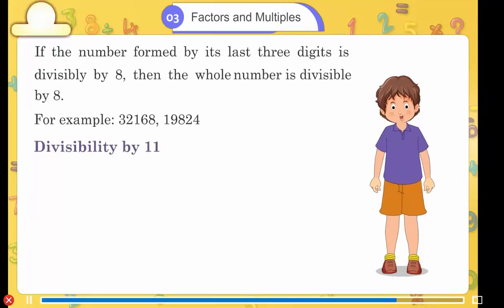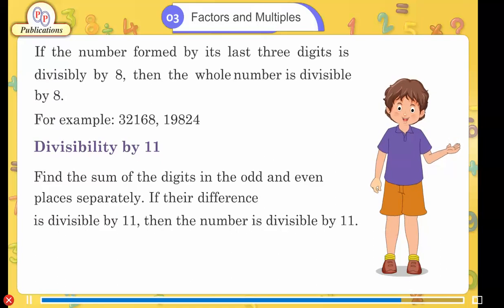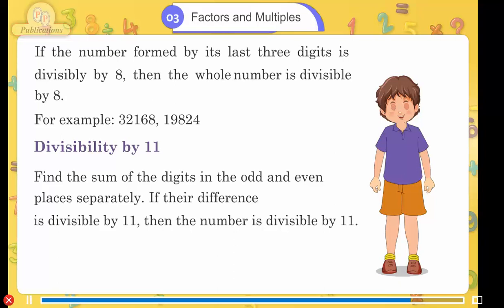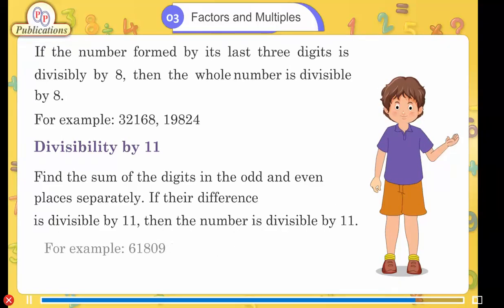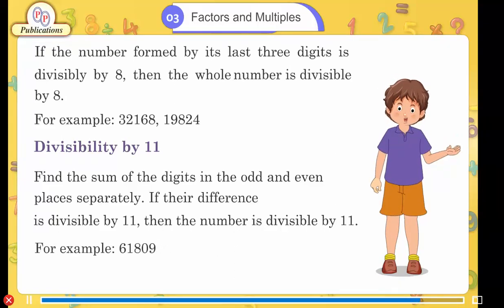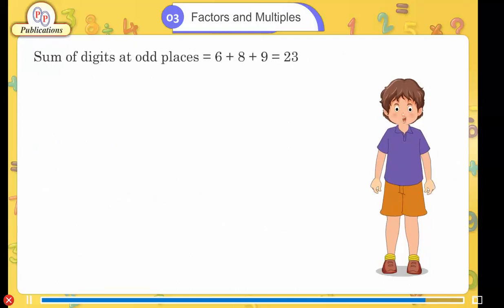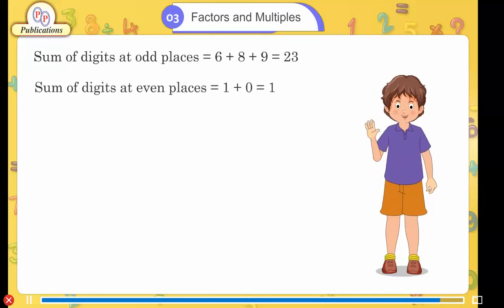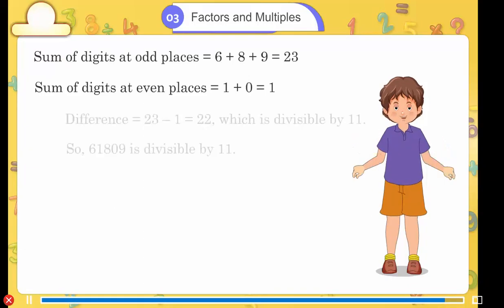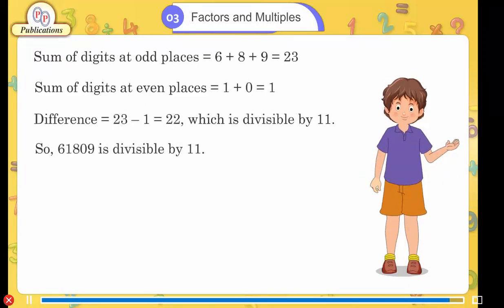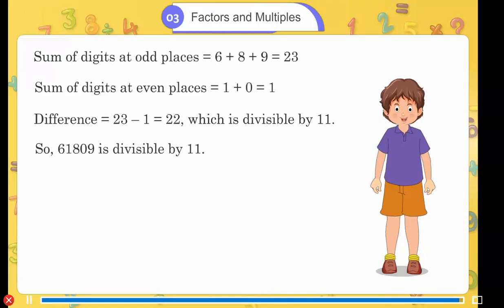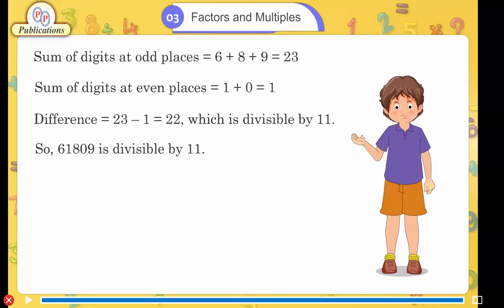Divisibility by 11: Find the sum of the digits in the odd and even places separately. If their difference is divisible by 11, then the number is divisible by 11. For example, 61,809. Sum of digits at odd places is equal to 6 plus 8 plus 9 is equal to 23. Sum of digits at even places is equal to 1 plus 0 is equal to 1. Difference is equal to 23 minus 1 is equal to 22, which is divisible by 11. So, 61,809 is divisible by 11.